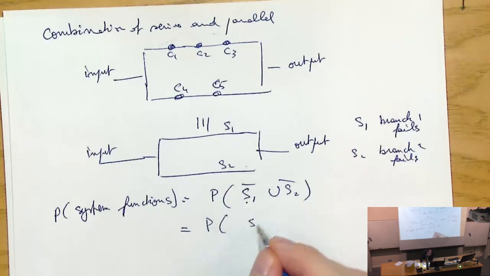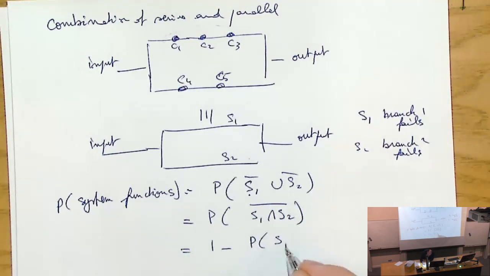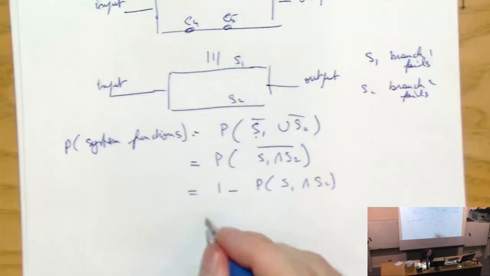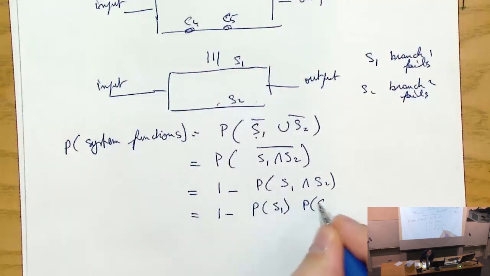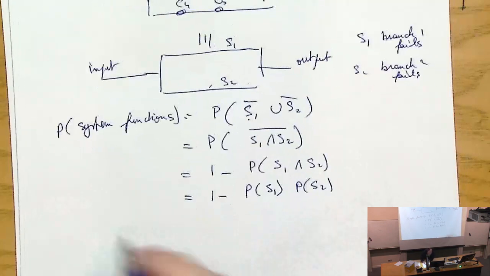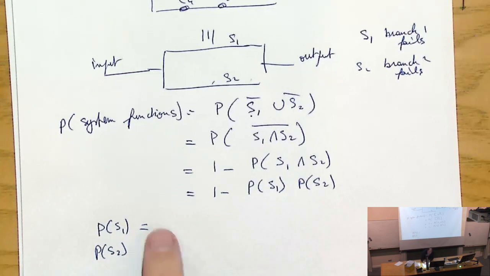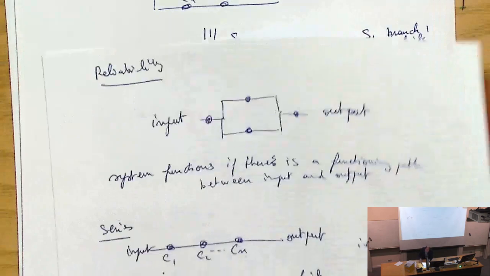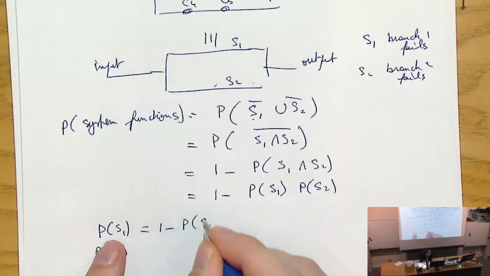This is the probability of having S1 union S2. The complement, this is 1 minus the probability of not S1 intersection not S2. And I'm doing exactly what I did earlier on. Because the components are all independent, this is 1 minus the probability of not S1 multiplied by the probability of not S2. And so what I'm left with is to compute the probability of not S1 and the probability of not S2. Right? So how can we do this? Well, we can reuse what we have done here. The probability that S1 fails is 1 minus the probability that S1 works.